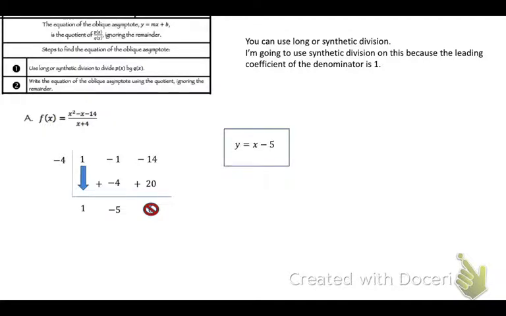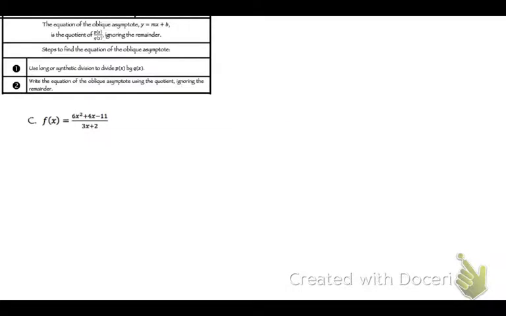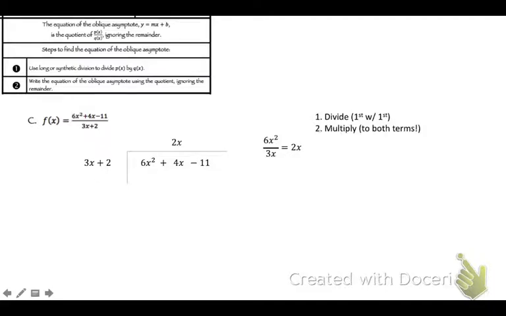Let's do one more. So if we have 6x squared plus 4x minus 11 divided by 3x plus 2, we have to use long division for this one. So first you divide first with first. So I'm going to have 6x squared divided by 3x, which is 2x. That goes on top. Then you multiply to both terms. So 2x times 3x is 6x squared. 2x times 2 is 4x.